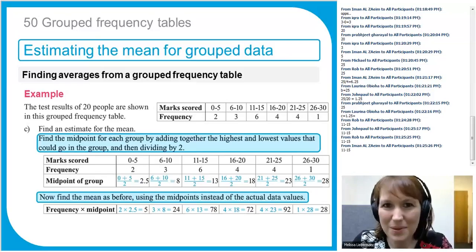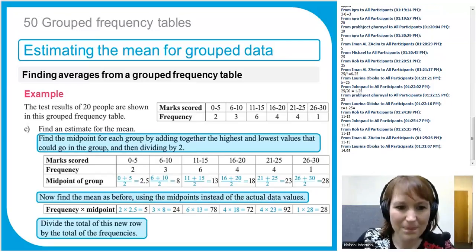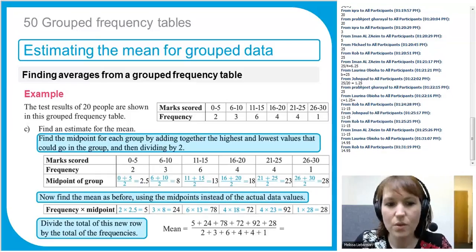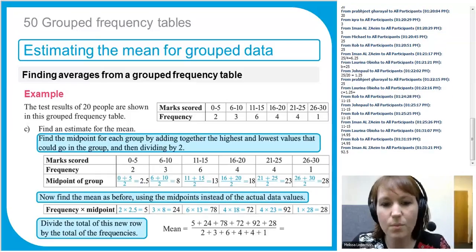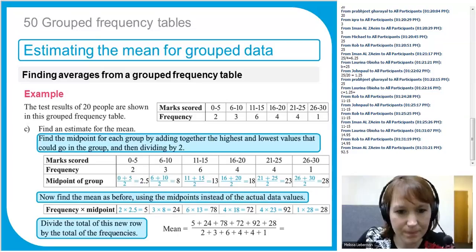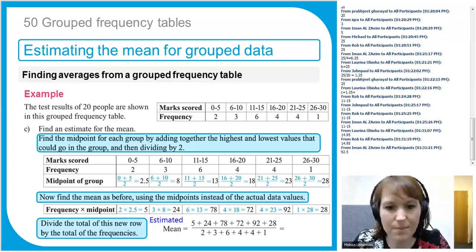Okay, anyone worked it out yet? So add all of those numbers together. There are a lot of steps, and I'll be showing you a sample exam style question in a moment just to show you how to set it out. So we add up all of these numbers. The 5 plus 24 plus 78 plus 72 plus 92 plus 28 tells us the total of all of the scores. Strictly speaking, I suppose this should say estimated mean, because it's not the exact mean, it's just an estimate.